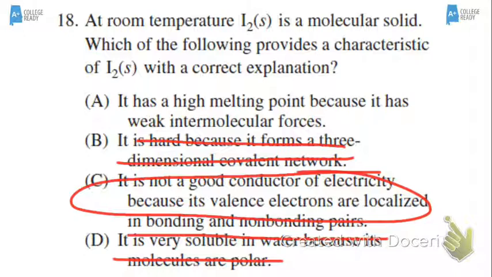So I could see you being stuck between A and C. A is not correct because it actually has a relatively strong set of intermolecular forces, hence why it is in fact a solid.